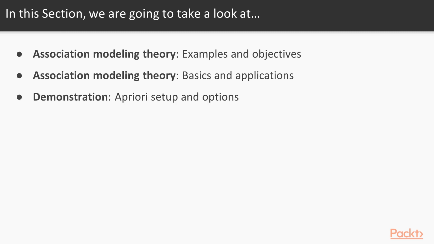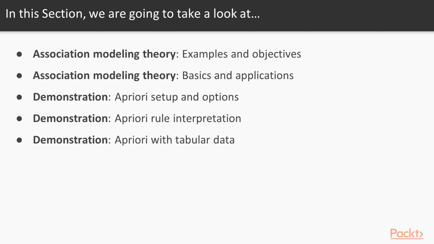After that, we're going to go through a demonstration of how to use the a priori model. We'll talk about how to set it up and some options. From there, we'll continue our demonstration and talk about how to interpret the rules found in an a priori model. Finally, we're going to talk about how to do an association model when you have tabular data.